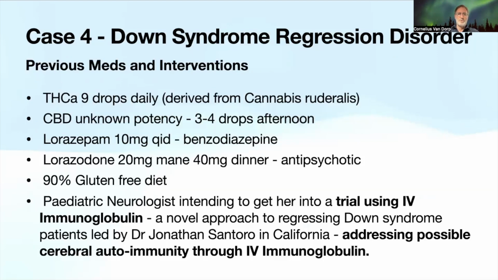And so before I saw her, she was getting THCA 9 drops daily, derived from Cannabis ruderalis, CBD of unknown potency, lorazepam 10 milligrams QID, 4 times a day. That's like a dose that would knock over an elephant, let alone an adult human. But it seems to be used specifically for this regression disorder. Then lorazepam with an antipsychotic, and the pediatric neurologists are intending to get her into a trial using IV immunoglobulin, because this particular disorder, Down syndrome regression disorder, is theorized to be an autoimmune disease affecting the cerebrum.